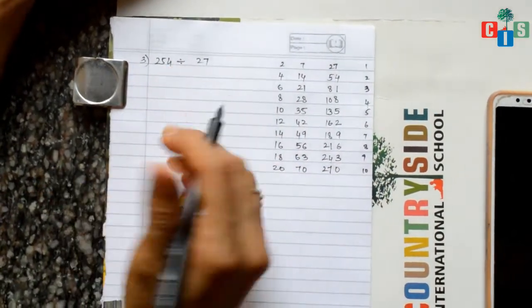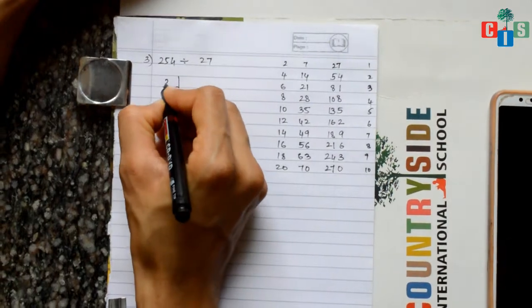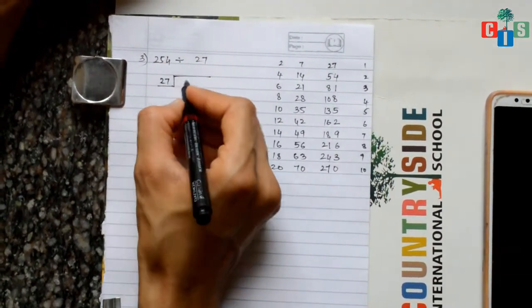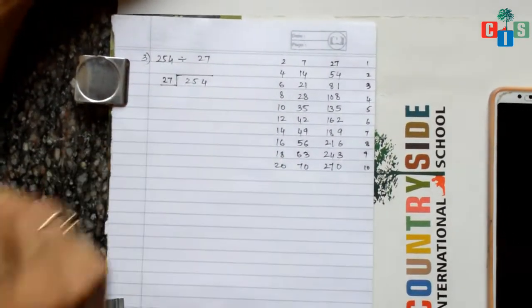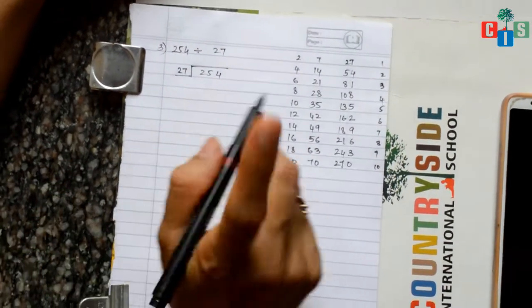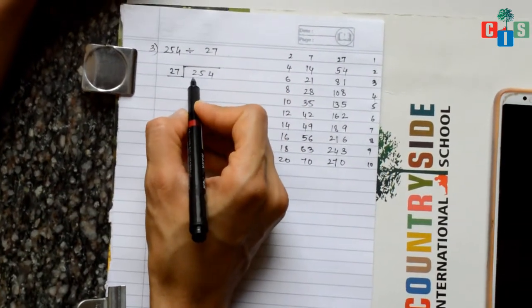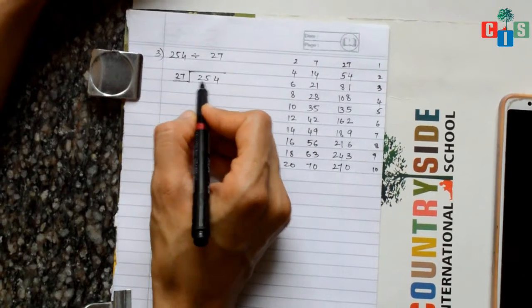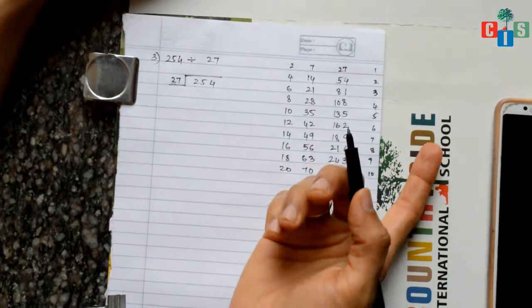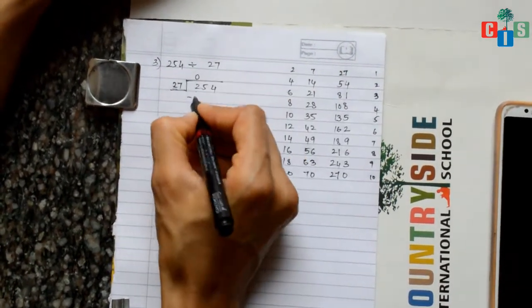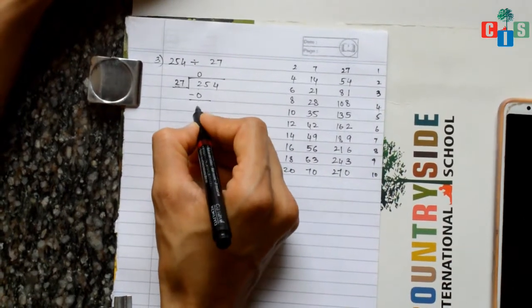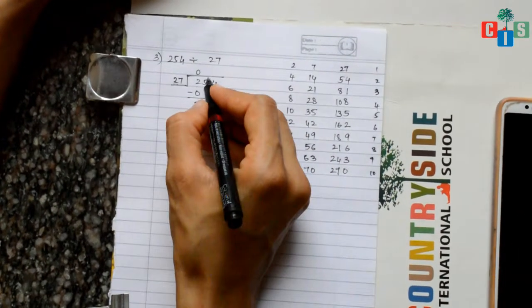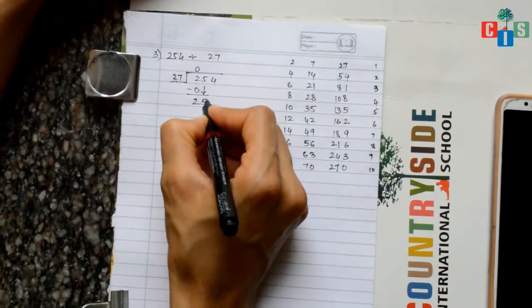Now we will go with the division. 27 I have to write outside and 254 I have to write inside. Now the first digit we will take, the 2. How many times will 27 go into 2? Obviously 0 times. So 0, 2 minus 0 will give me 2. Now 5 I have to carry down.